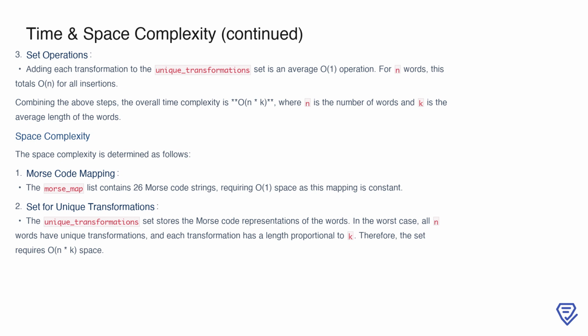Moving on to the space complexity, we first account for the Morse code mapping itself. The Morse_map is a constant list containing 26 fixed strings, so it requires only O(1) space. However, the unique_transformation set, which stores the distinct Morse code representations of the words, can grow depending on the input. In the worst case, if all n words have unique transformations, and each transformation has a length proportional to k, the set requires O(n*k) space.